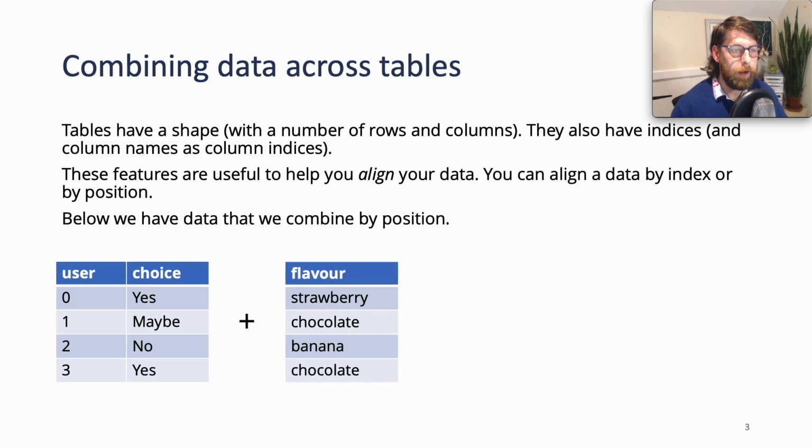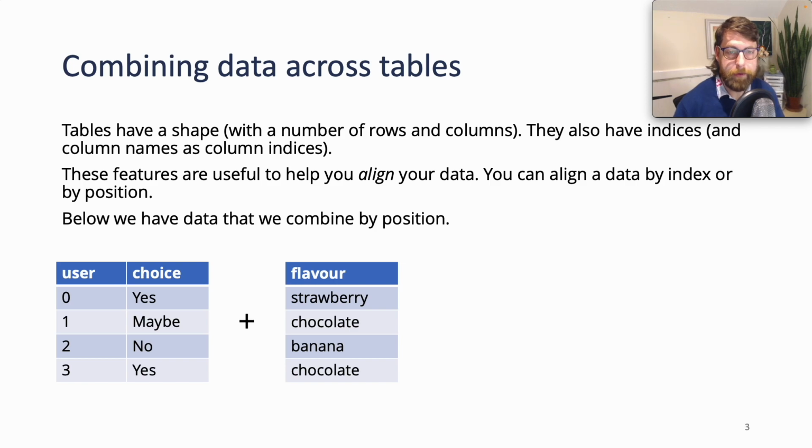So now to review, when we combine data across tables, we have tables. They have a shape. They have an index and they have columns, so they can only be so big. And we can use that shape to align data. So we can align data by index or by position.